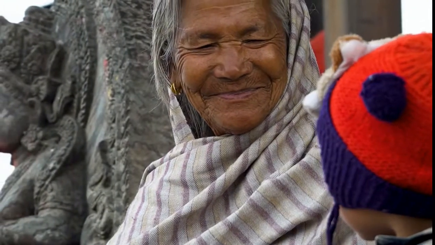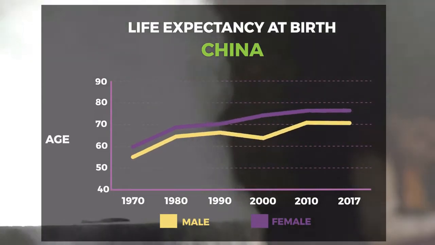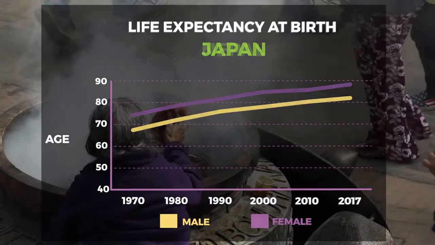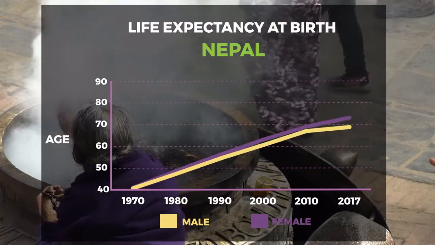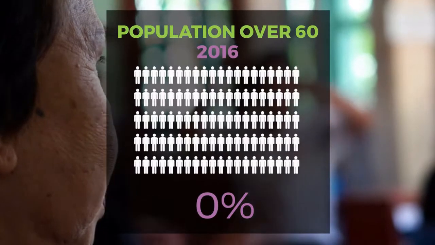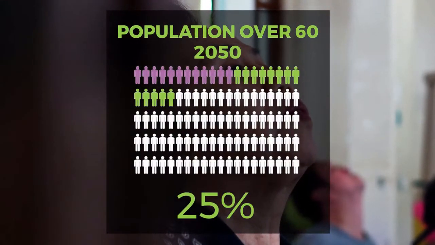Increased longevity is one of humanity's major achievements. In recent decades, developing and developed countries such as China and Japan have seen a 15 to 20-year increase in life expectancy, while least developed countries such as Nepal have seen a 20 to 30-year increase. Today, 12% of the population in the Asia Pacific is aged 60 or over. By 2050, that figure will have more than doubled.